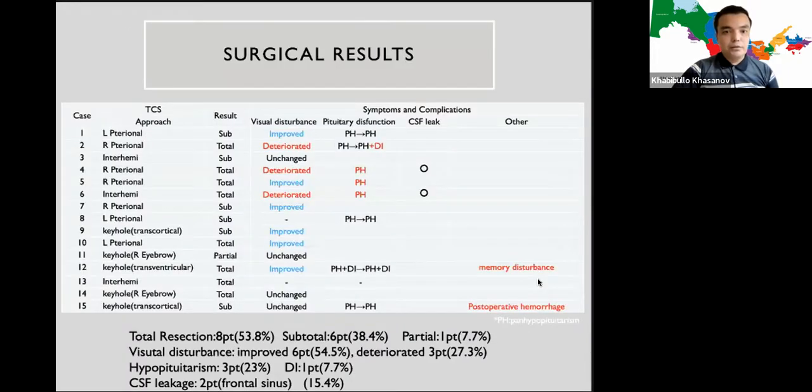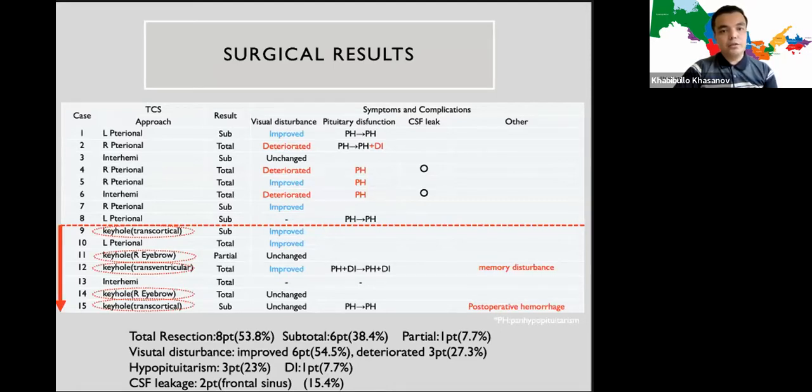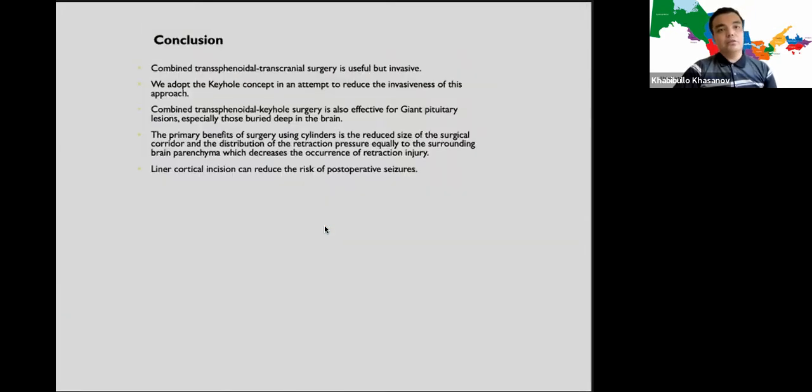And these are our surgical results. Because of adherence to the optic nerves, some patients experienced visual deterioration. With the keyhole approach, there was no deterioration, just unchanged or improved vision. In conclusion, combined transsphenoidal transcranial surgery is useful but invasive, so we introduced keyhole concepts in an attempt to reduce the invasiveness of these procedures. Combined transsphenoidal surgery is also effective for giant pituitary lesions, especially those buried deep in the brain, and it decreases the risk of postoperative hemorrhage from residual tumor.